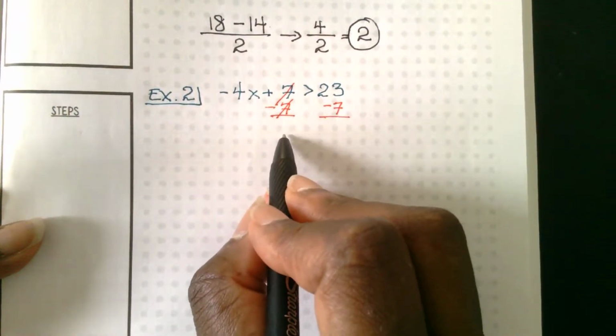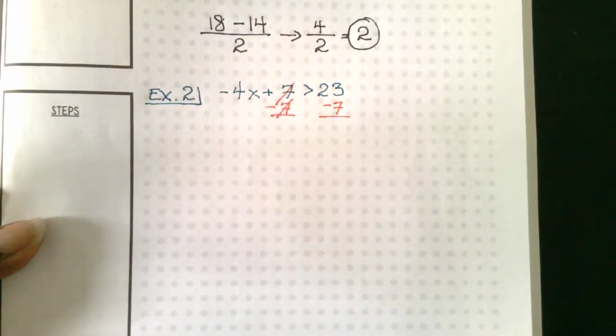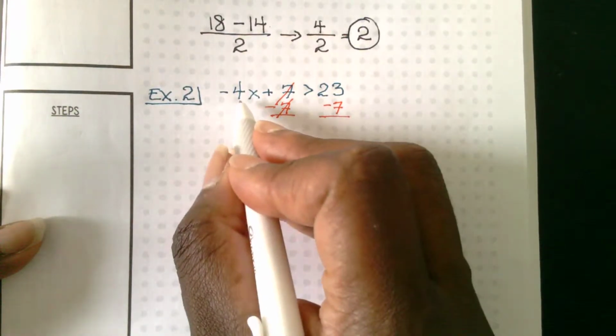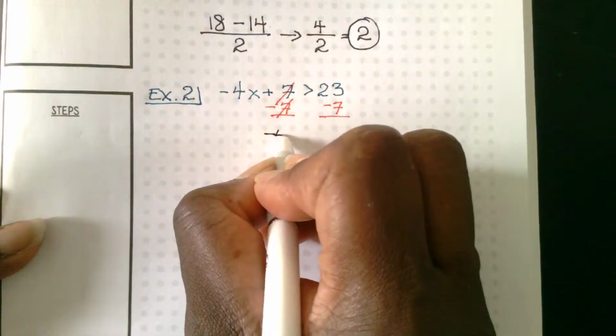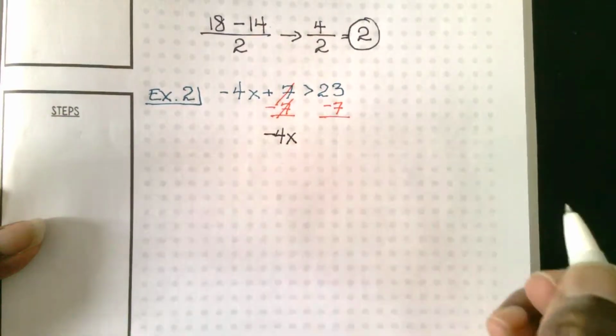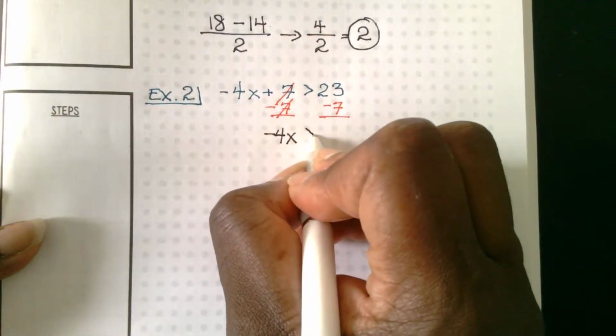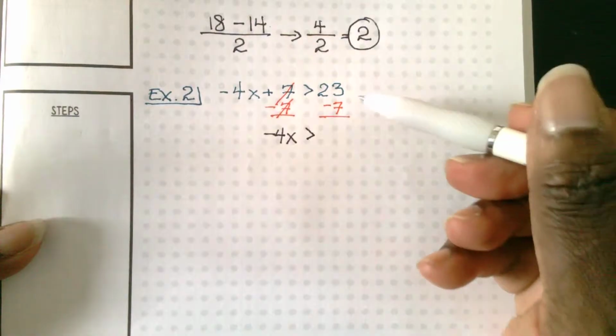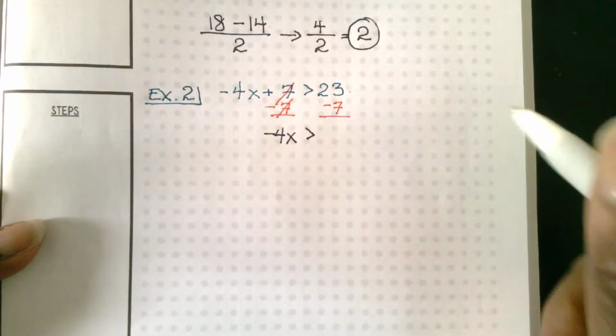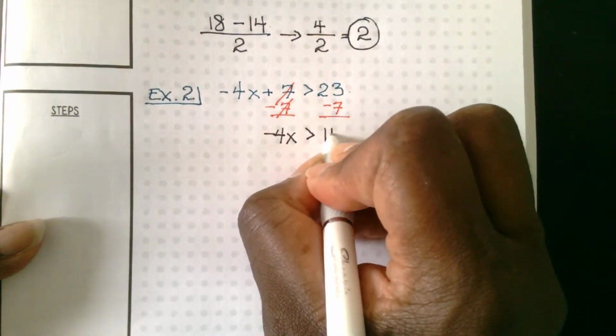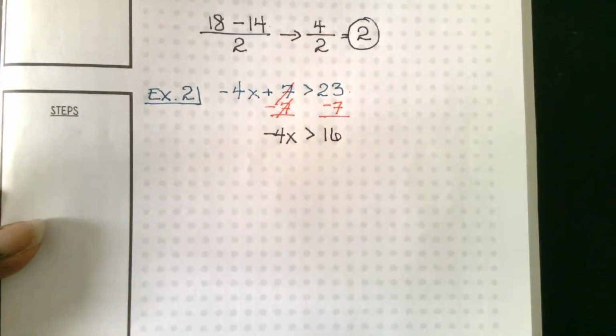But we don't need 0 as a placeholder. All we have to do is just bring down our negative 4x. Also bring down our greater than. And then what's 23 minus 7? That is a positive 16.